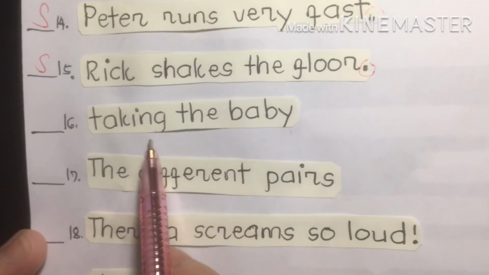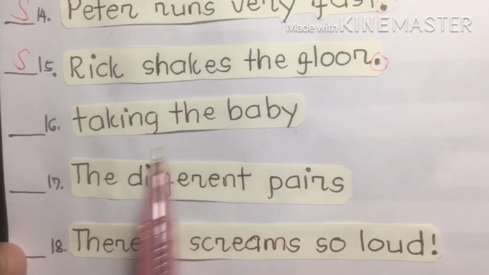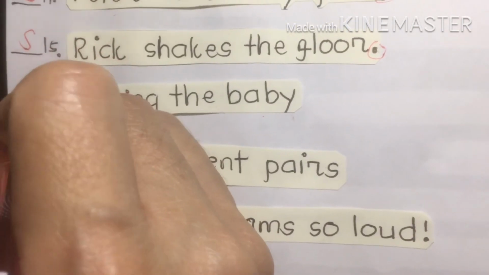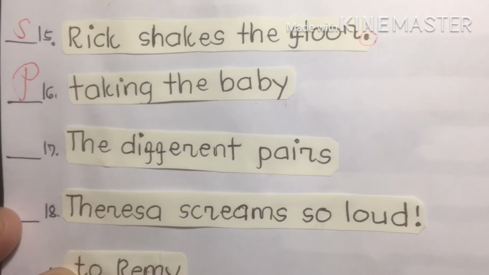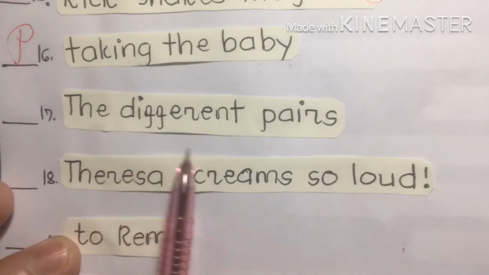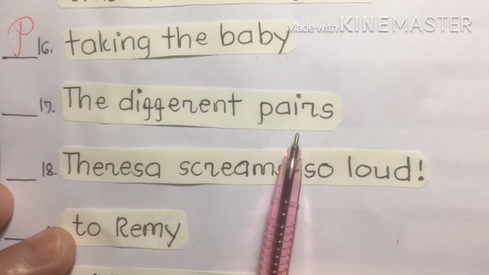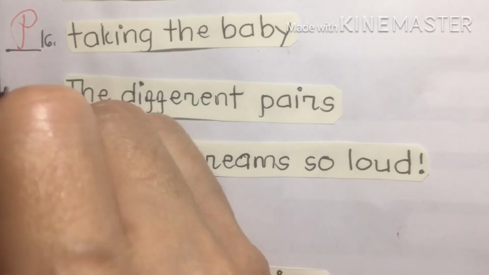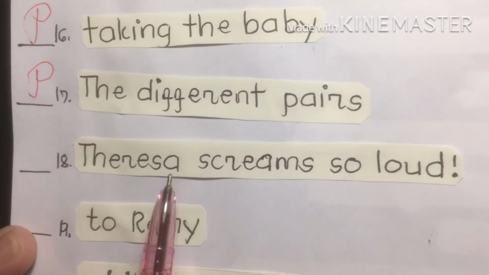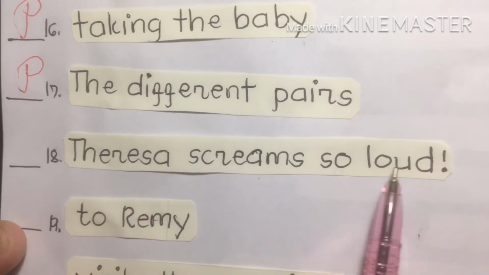16. Taking the baby. Who is taking the baby? There is no subject. Okay? This is actually a phrase. We do not know who is in that. 17. The different pairs. What is the different pairs? This is incomplete detail also. It's a phrase.